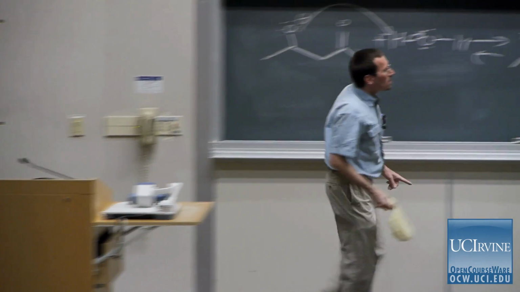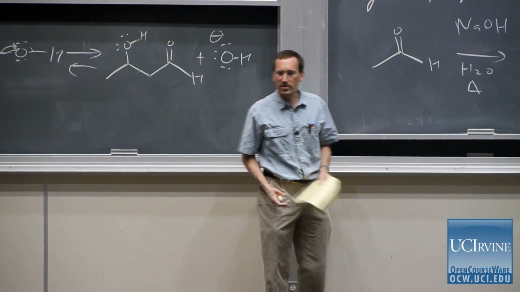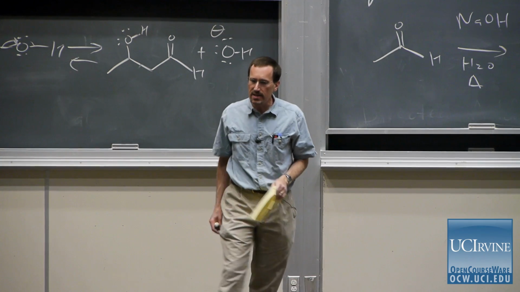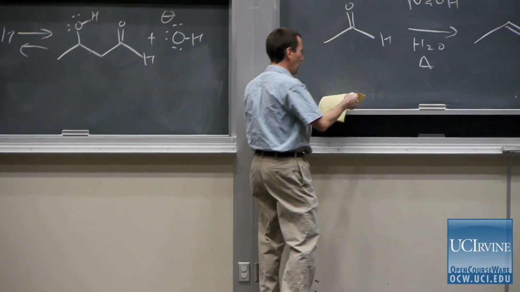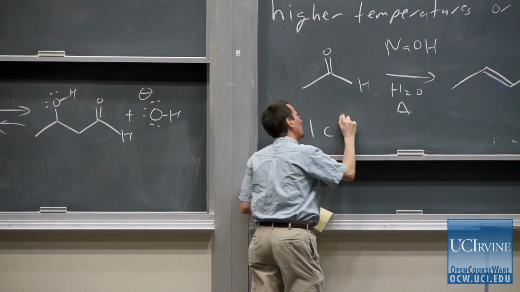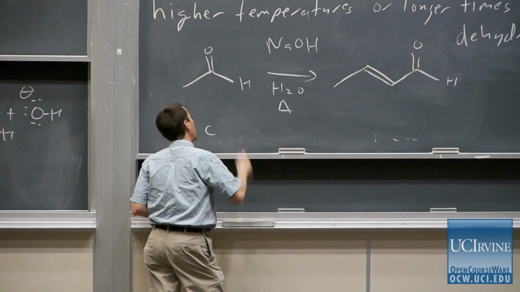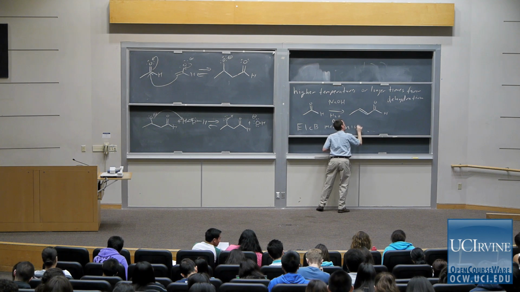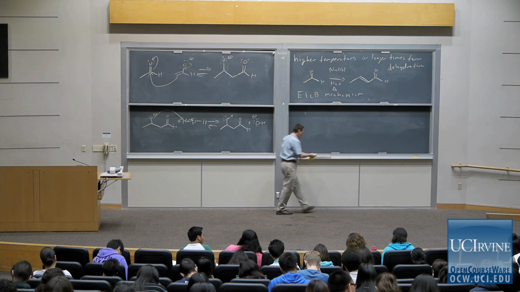All right, so what's occurring here? Everything that occurred before is occurring, but now we're getting another reaction in addition, as a result of the higher temperature or longer reaction times. And this is what we call an E1CB mechanism. It stands for elimination, unimolecular, conjugate base. And let me just show you what I'm talking about here.